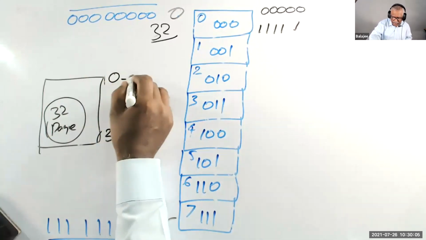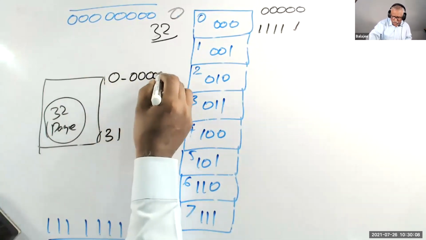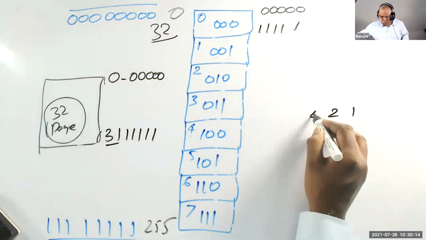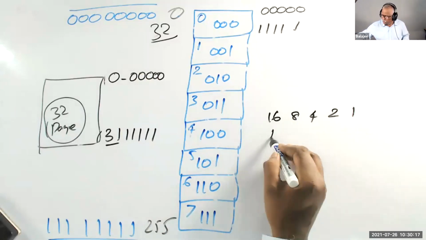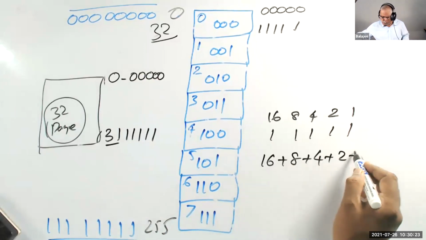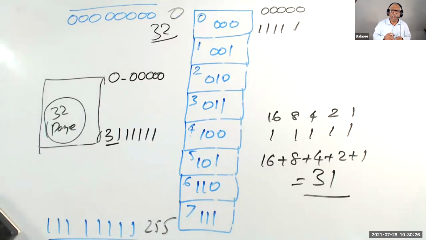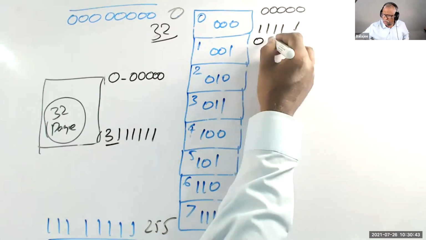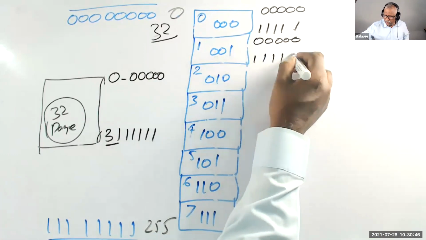The same thing I write in binary: 0 0 0 0 0, and for 31 only 5 bits are enough. That means 1, 2, 4, 8, 16, all ones. So 16 plus 8 plus 4 plus 2 plus 1 equals 31. Am I right? This has to be understood by you. So every notebook starts from 0 and ends with 1 1 1 1 1. This is only 5 bits.